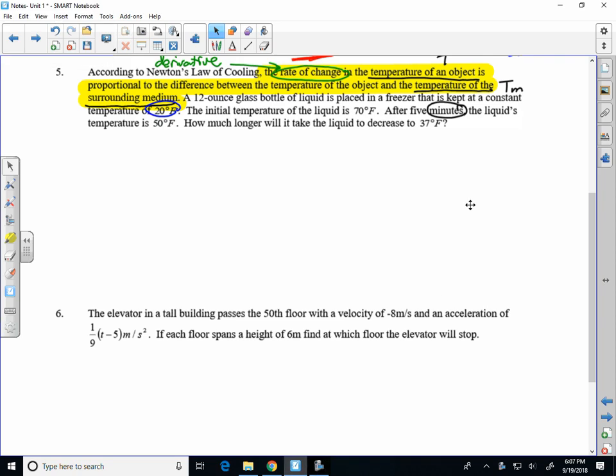All right, so Newton's law of cooling. It's called Newton's law of cooling, but it also applies to heating. So if an object is increasing in temperature, it would still follow this model. So don't get thrown off if that happens.